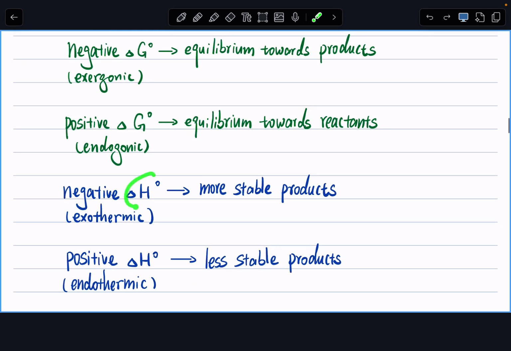We use the delta H naught, or the standard enthalpy of reaction, to describe whether the heat is being absorbed or released for a chemical reaction. If we have an exothermic reaction, that's effectively saying we're forming the more stable product. If we have an endothermic reaction, we're effectively saying we're forming less stable products. Right.